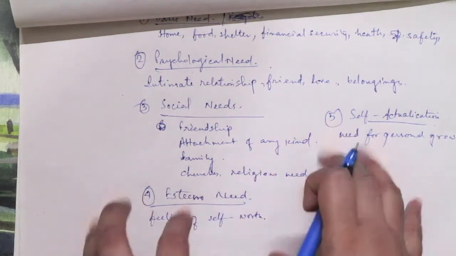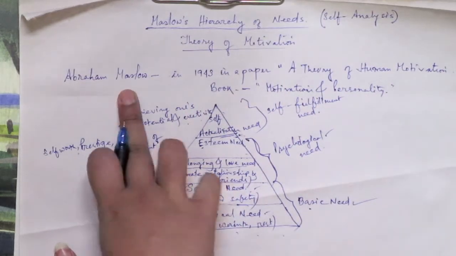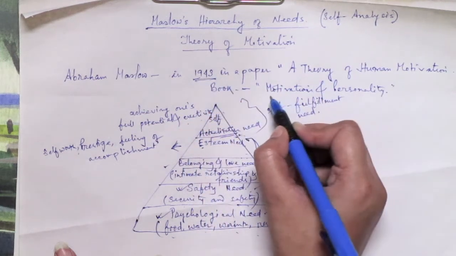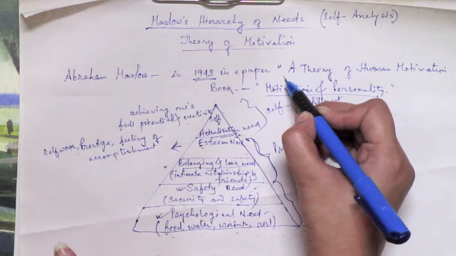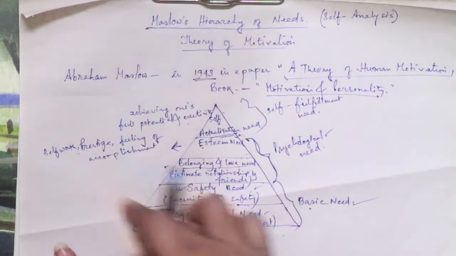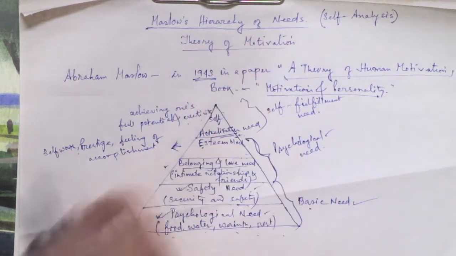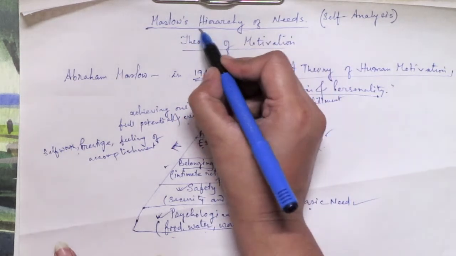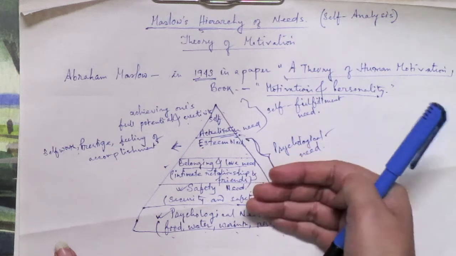These are the 5 basic needs which were proposed by Abraham Maslow. In the year 1943, he published a book, Motivation and Personality. Its subject was the theory of human motivation. And this theory of Maslow is called Maslow's hierarchy of needs. Now let me tell you why this theory is called a hierarchy. What does the word hierarchy mean? It means it comes step by step.